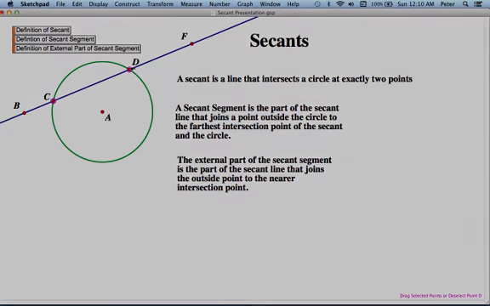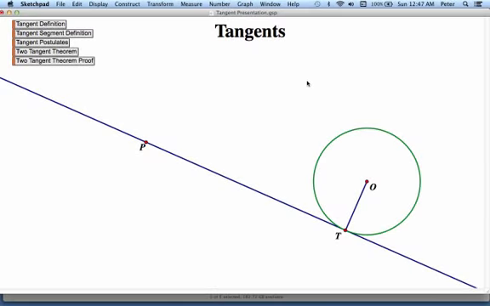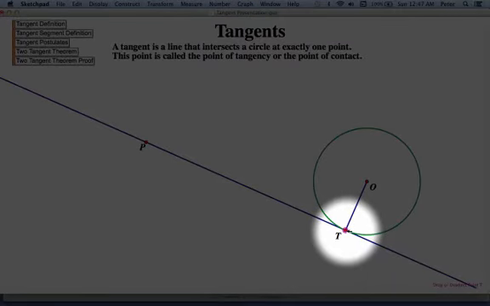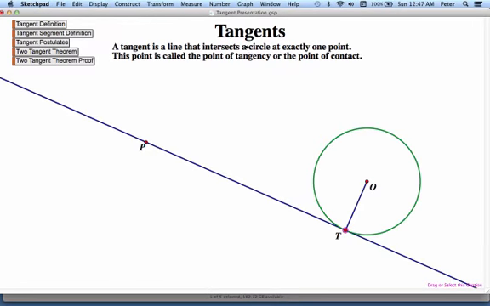Okay, let's move on to tangents. A tangent is a line that intersects a circle at exactly 1 point. So a secant intersects at 2 points, a tangent just at 1. And that point of intersection is called the point of tangency. So there's really two terms there that I'd like you to make sure you get in your notes: tangent and the point of tangency.